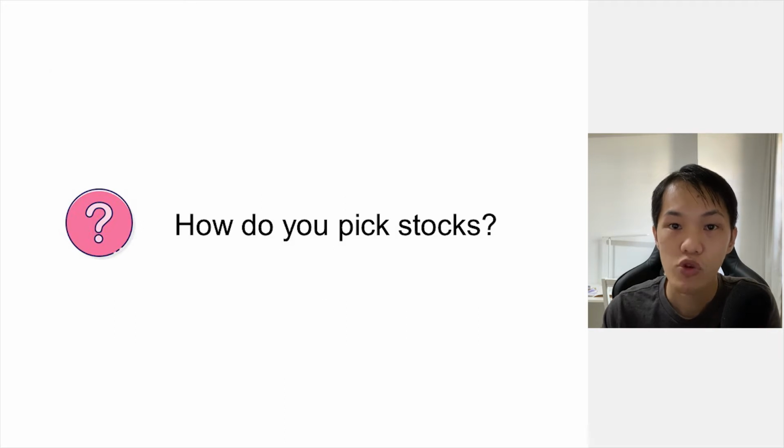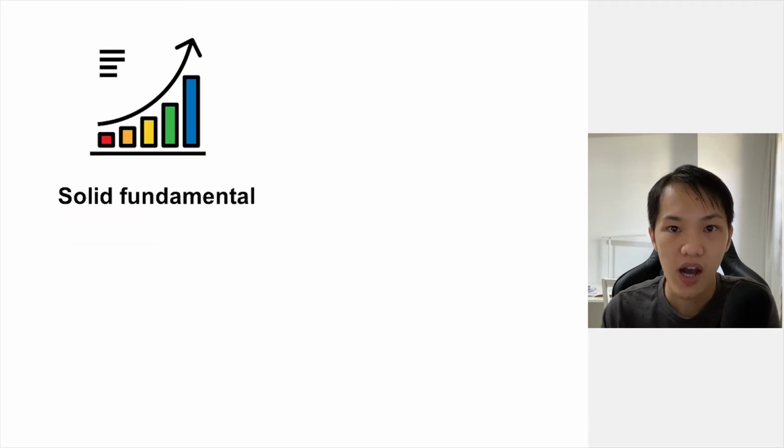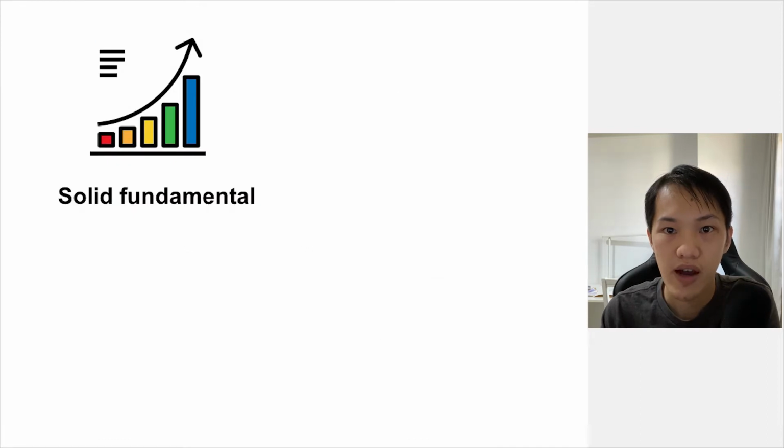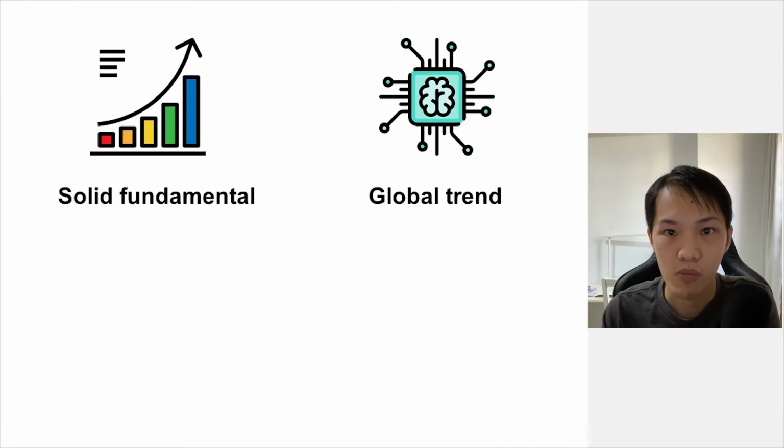First question is, how do you pick stocks? For me personally, I prefer companies with solid fundamentals. By solid fundamentals, I mean companies with good revenue growth, increasing net income, and decent return on capital. Usually I will use the website Macrotrends because they provide the trend of the revenue, the net income, and so on. The second criterion that I use is companies that benefit from global trends.